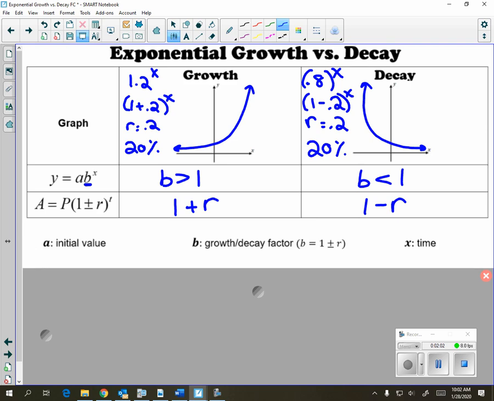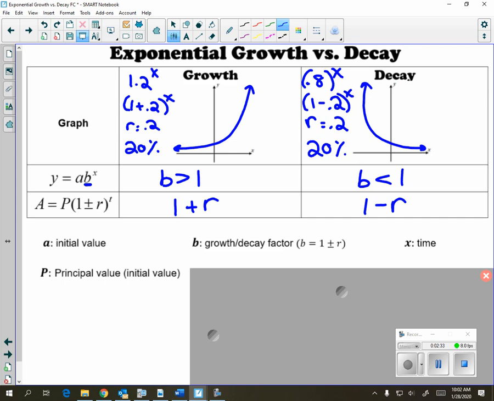Now we know that our previous variables were that a was the initial value, b was your base. We're actually going to call that your growth or decay factor. So on the top left, my growth factor is 1.2. On the right, my growth factor is 0.8. And x, your exponent, is time.